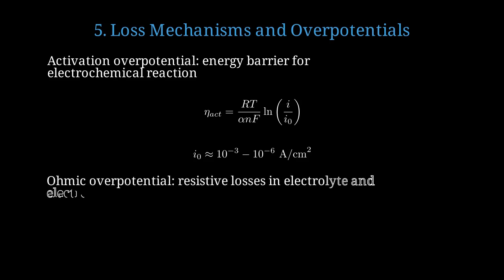Ohmic overpotential arises from resistive losses as current flows through the electrolyte and electrode materials. Ohmic overpotential equals current density times total resistance, following Ohm's law.